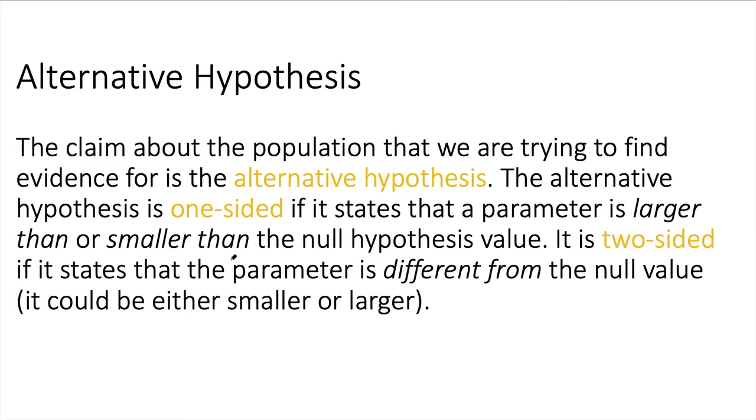So in the GMAT example, we were looking for evidence specifically that the average score for the Philippine students was lower than 550, just on that one side. And so that's a one-sided alternative hypothesis. Two-sided is where we just want to know if the parameter is different, whether it is bigger or smaller. It doesn't matter. We just want to know if it's different. And that's a two-sided hypothesis.